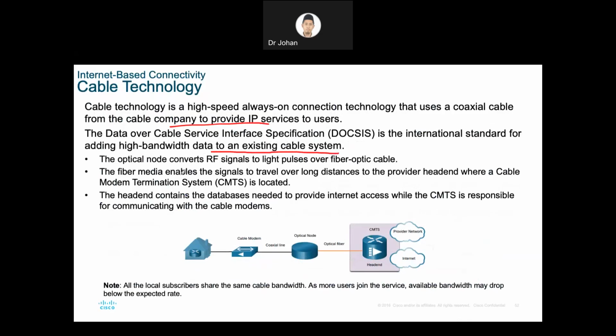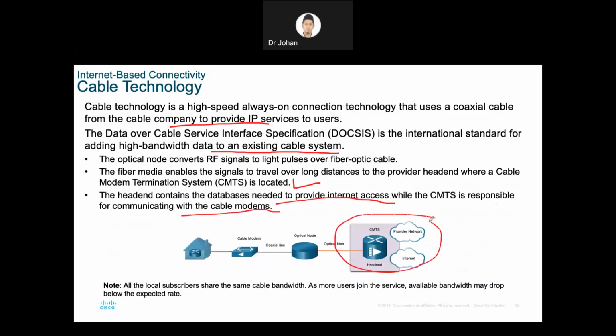The fiber media enables the signal to travel long distances to the provider head end, where a cable modem termination system, CMTS, is located. The head end contains the databases needed to provide internet access, while the CMTS is responsible for communicating with the cable modem.